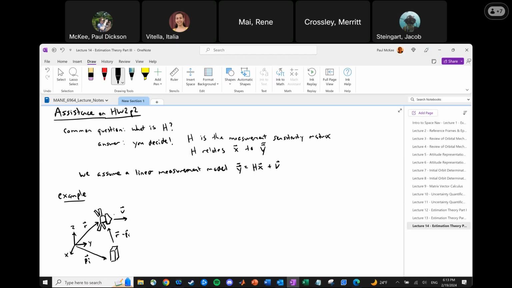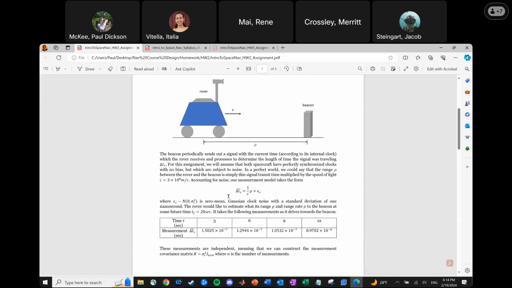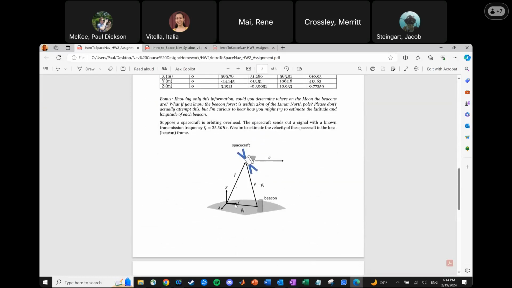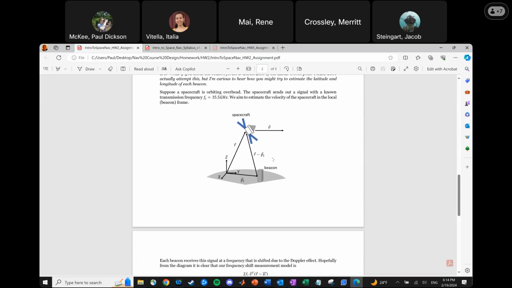So I'm trying to remember, is the spacecraft transmitting and the beacon receiving, or the beacon transmitting and the spacecraft receiving? Because that kind of matters. Oh, hey, look, it looks familiar. The spacecraft sends out a signal with a known transmission frequency. We want to estimate the velocity of the spacecraft in the local beacon frame. So the beacons are doing the receiving.